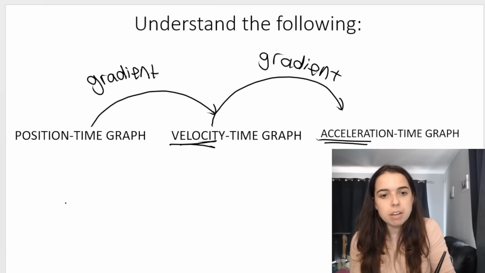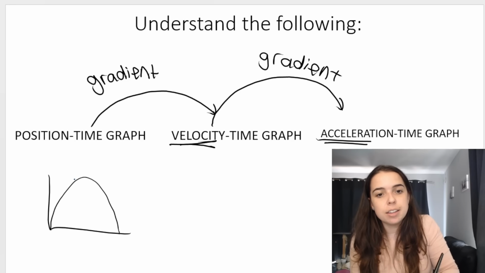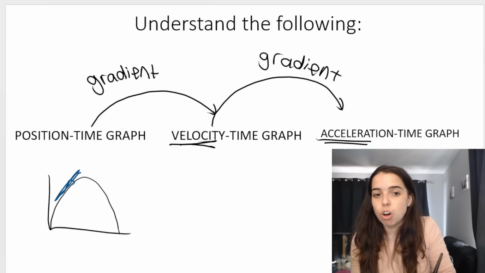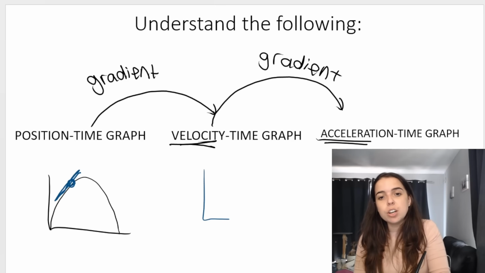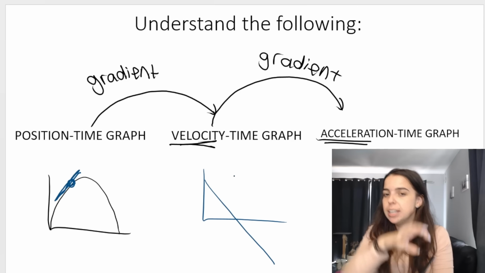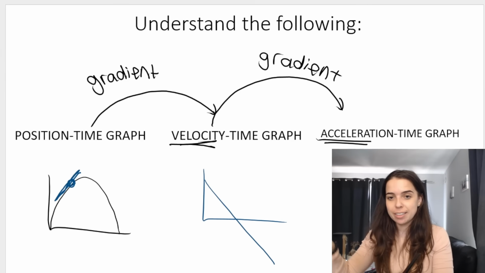So remember, if I have a position versus time graph like this, and I take the gradient of the tangent. A tangent is a straight line that touches the curve at a point. If I take the gradient of that, it gives me the velocity. If I have a velocity versus time graph, so say a graph that looks like this, and I take the gradient of that graph, it gives me acceleration. So I hope you understand my little flow chart like that.